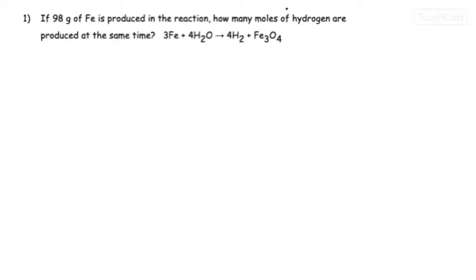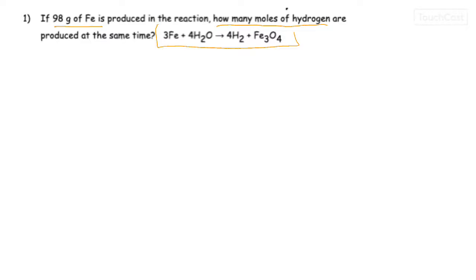All right, guys, we are going to do practice problem number 1. This is number 1 of the assignment posted on Google Classroom. Step 1 is to read our problem. If 98 grams of Fe is produced in the reaction, how many moles of hydrogen are produced at the same time? And you're given a balanced chemical equation.